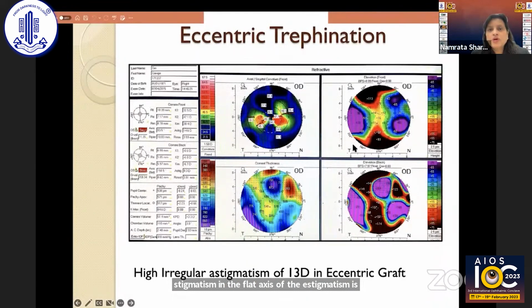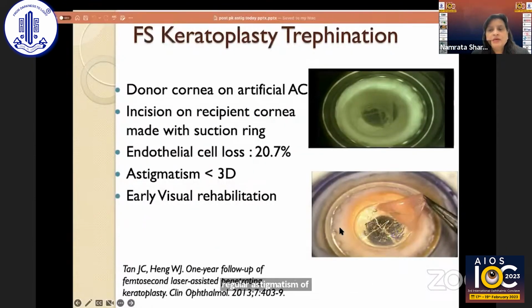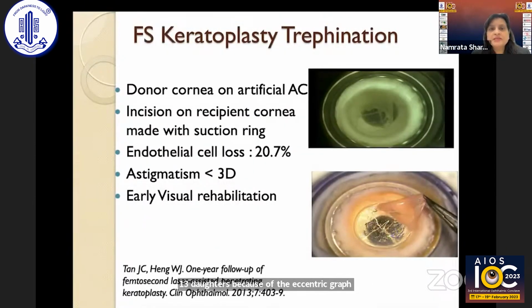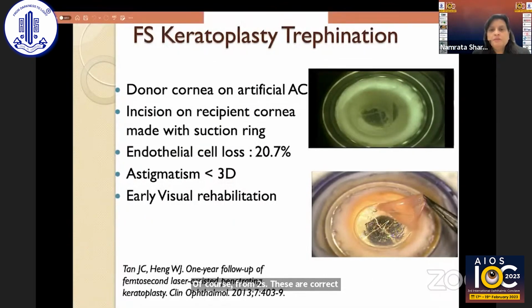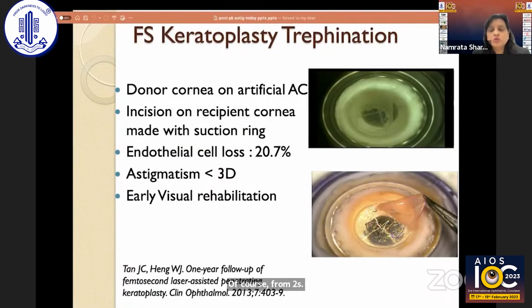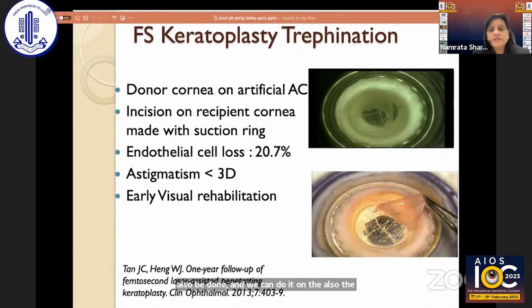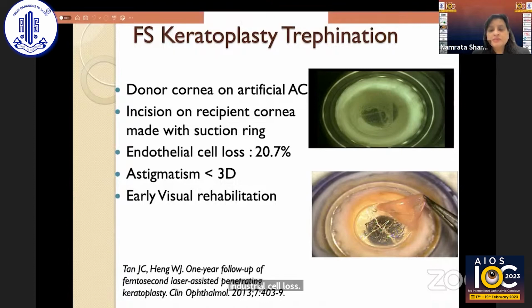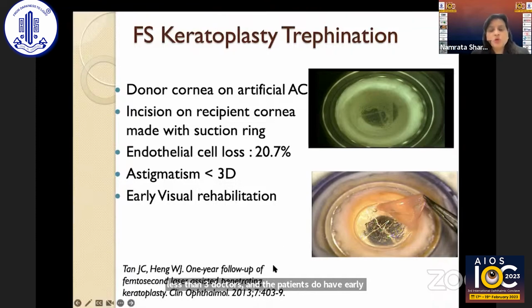Now, this is just to show a case of eccentric trephination with high irregular astigmatism of 13 diopters because of an eccentric graft. Of course, femtosecond laser keratoplasty trephination can also be done, and we can do it on the donor cornea also. The endothelial cell loss when you use femtosecond laser is 20%. Astigmatism is less than 3 diopters, and the patients do have early visual rehabilitation. And we did have a wonderful talk by Dr.